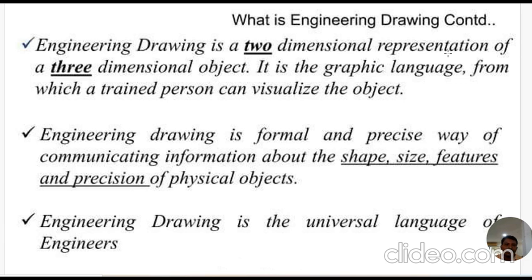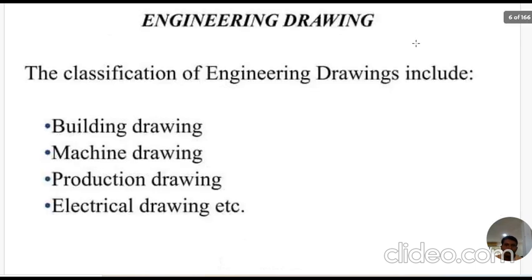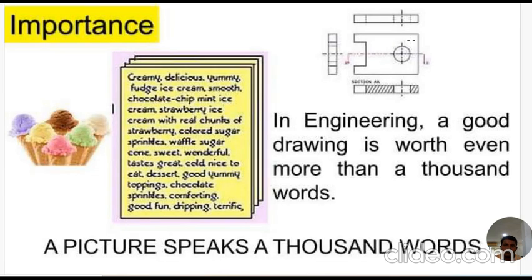Engineering drawing is a formal and precise way of communicating information about the shape, size, features, and precision of physical objects. It is the universal language of engineers. The classifications of drawings include building drawings, machine drawings, production drawings, electrical drawings, etc.